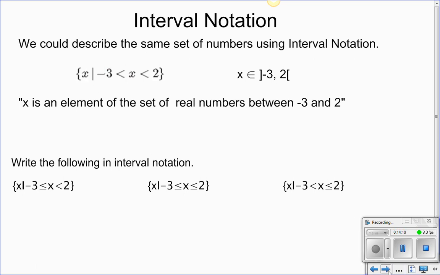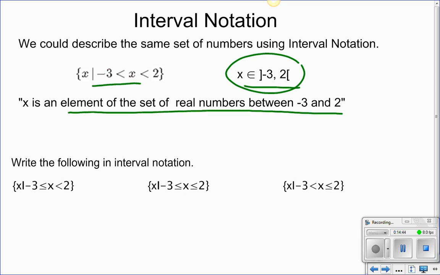Okay, interval notation. We can do the same thing as we can with set notation with interval notation. So these two things mean the same thing. So we read this side as x is an element of the values -3 to 2. Okay, x is an element of the set of real numbers between -3 and 2.